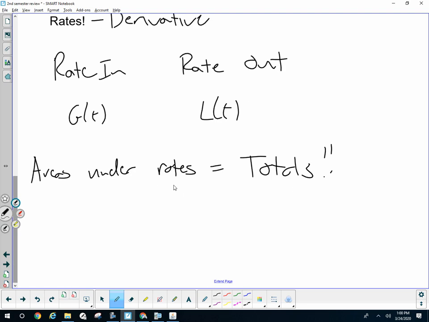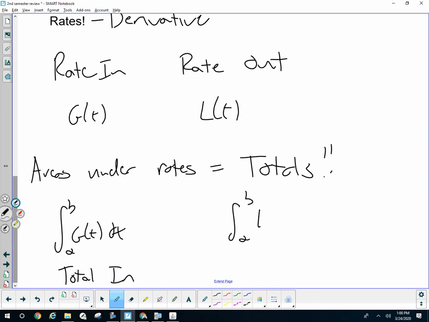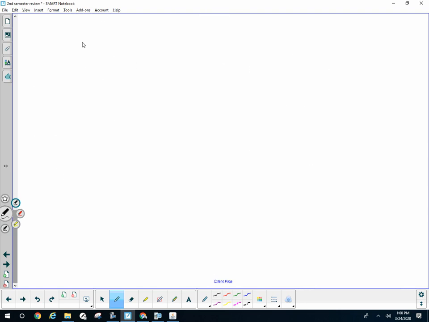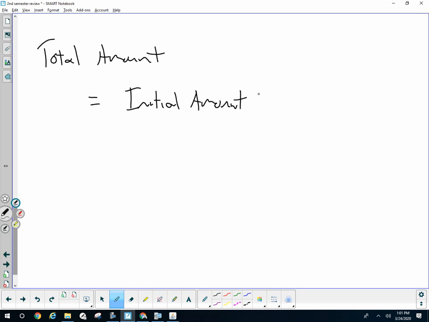Total changes. So an area under a rate in would tell me how much has come in. An area under a rate out will tell me how much has gone out. And there's a lot of these questions which pertain to these rates, which ask you for a total amount. Like, how much do I have given these rates? Well, total amount will start with an initial amount. You have to figure out where you started. You might start with 0, but you might start with something more. Well, then you need to add the total that has come in and subtract the total that has gone out.